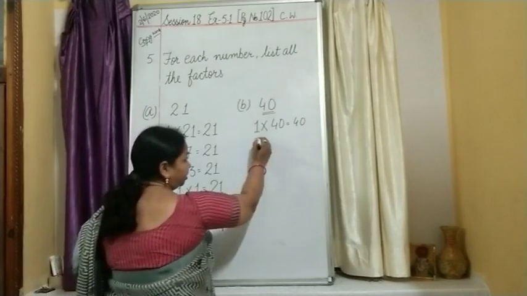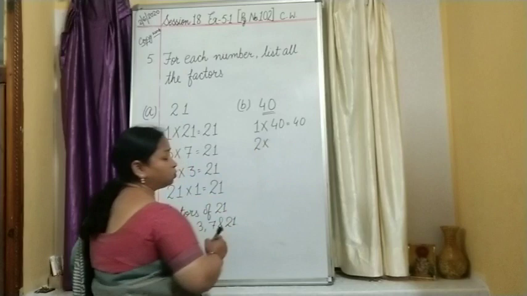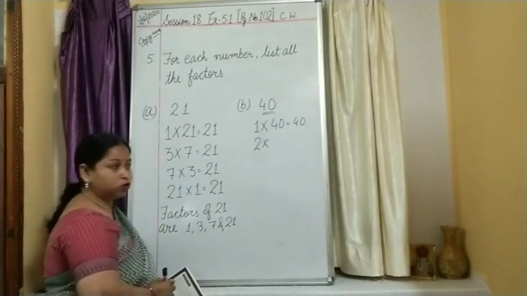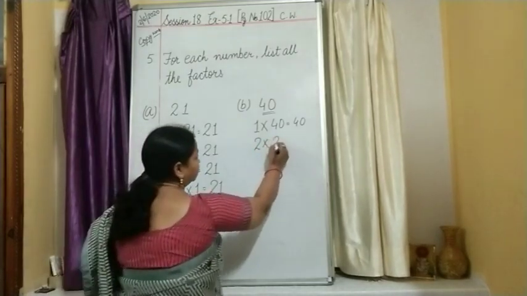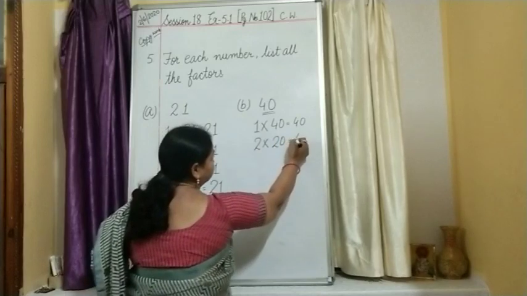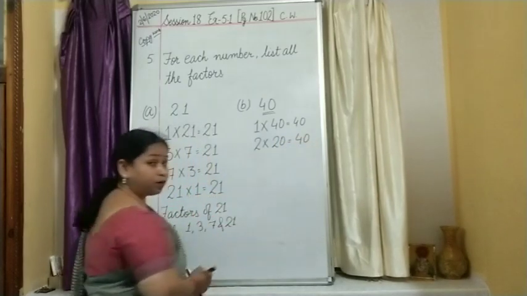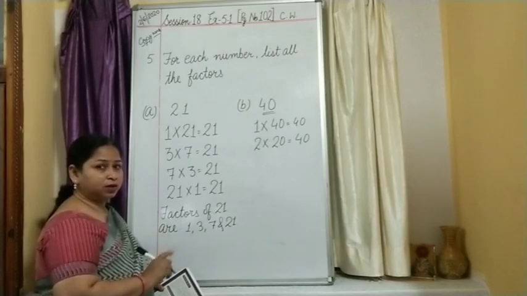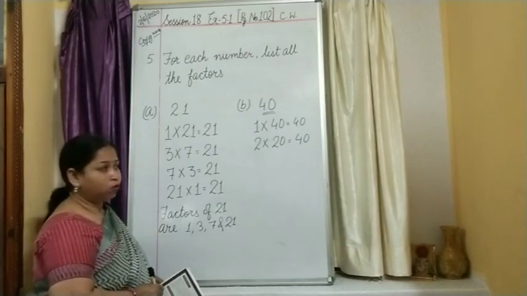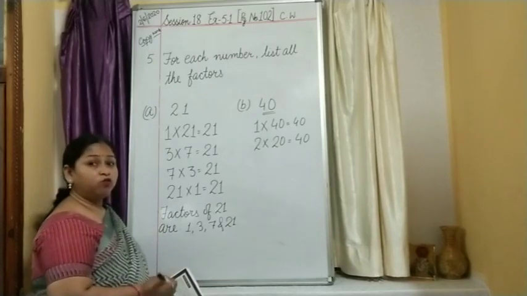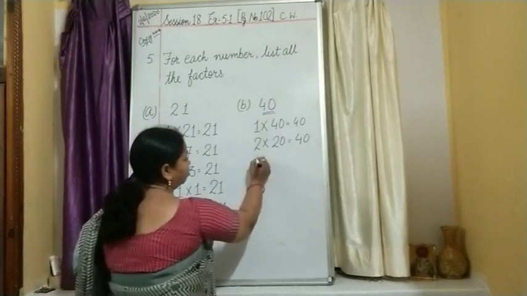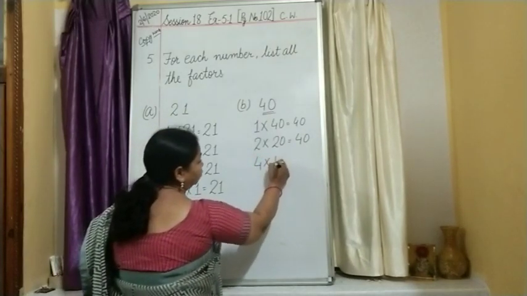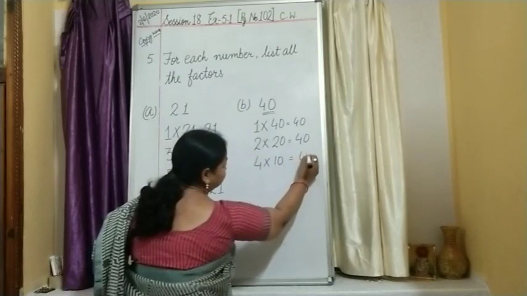Then find out whether in the table of 2 you get 40. Yes, 2 20s are 40. So you can have 2 20s are 40. In the table of 3, do you have 40, children? 3 13s are 39. No, it's not there. Then 4, yes. In the table of 4, we will get 4 10s are 40.